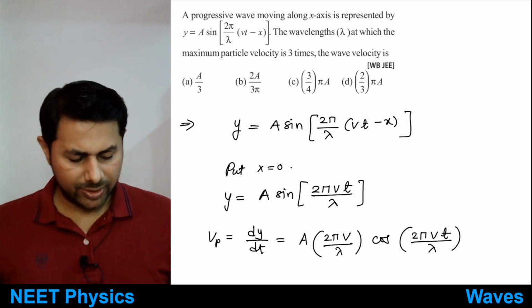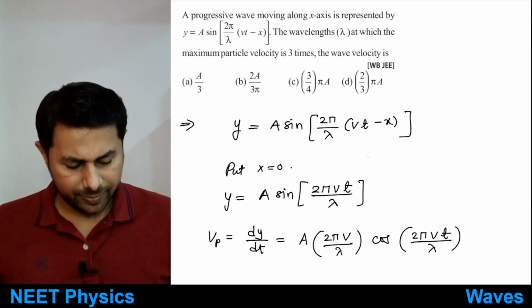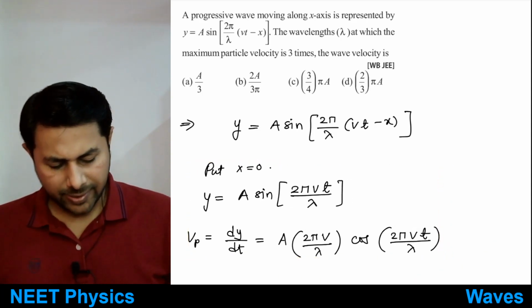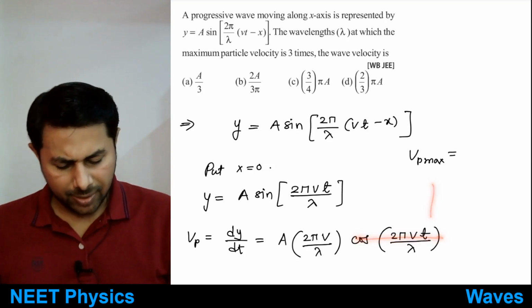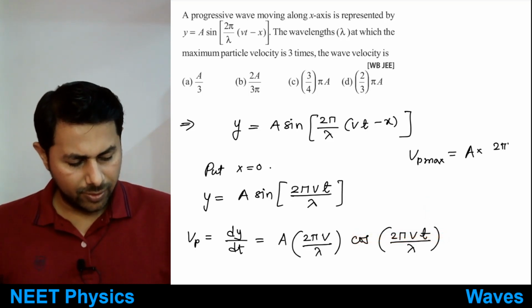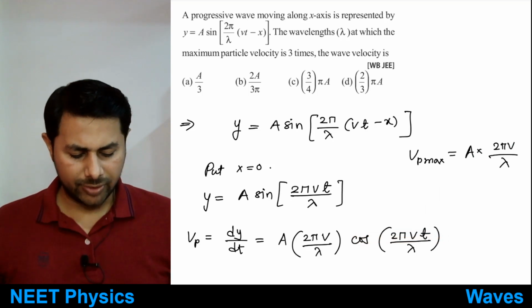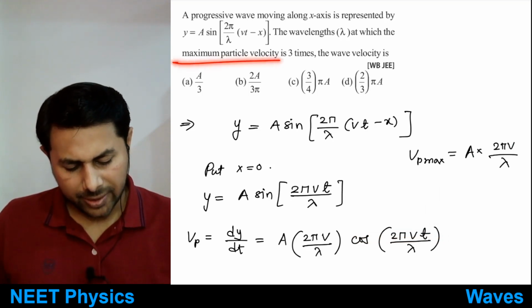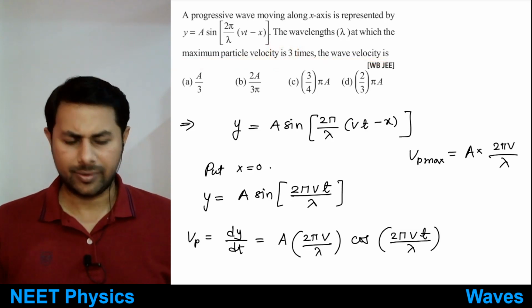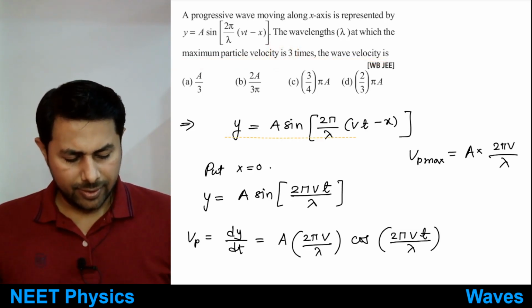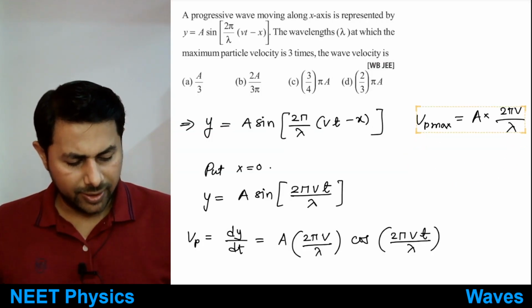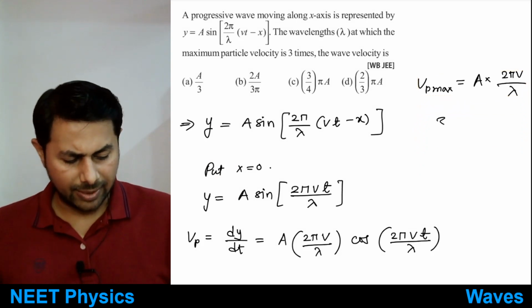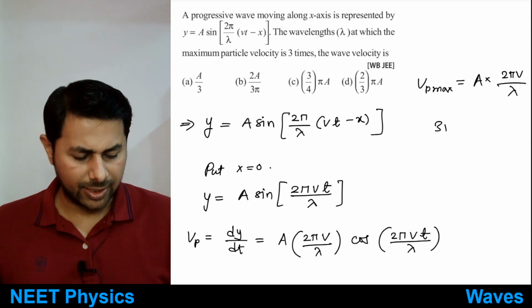And what is the maximum velocity? Maximum velocity of the particle. So Vp max would be equal to, so this cos term will have maximum value of 1. So it is a multiplied with 2 pi v by lambda. And what's given in the question? That the maximum particle velocity is 3 times the wave velocity. Then that's simple. So the question says that this maximum particle velocity is equal to 3 times the wave velocity. So this is 3 times v.